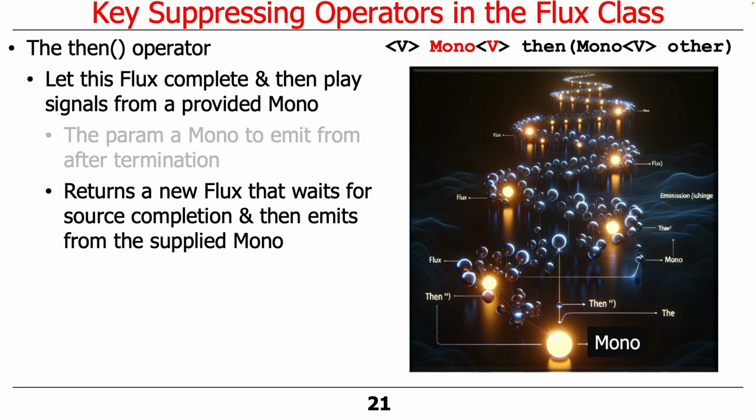And I was trying to think of how you visualize this. So I asked ChatGPT to do it for me. And it came up with a pretty cool visualization. So we have this stream of fluxes that are emitting stuff. And then at the very end, we emit the mono. So I'm like, all right, it's pretty good.